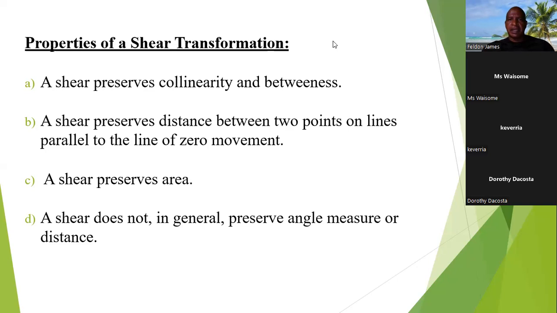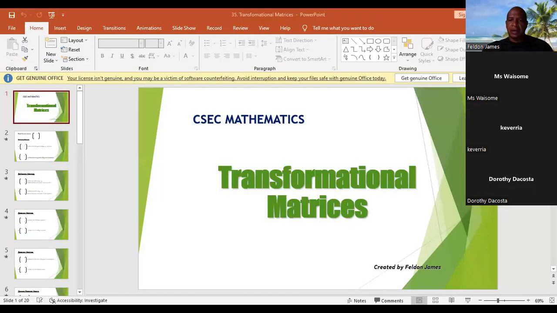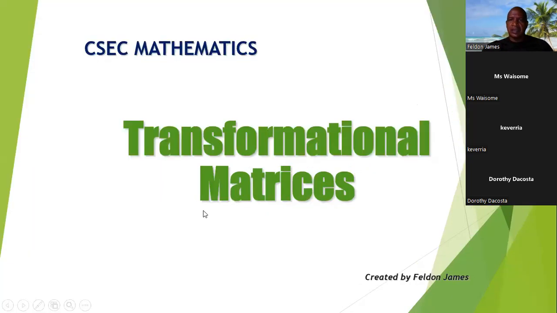All right, so let me stop sharing this and move on to another slide. All right, here now we'll be looking at transformational matrices.